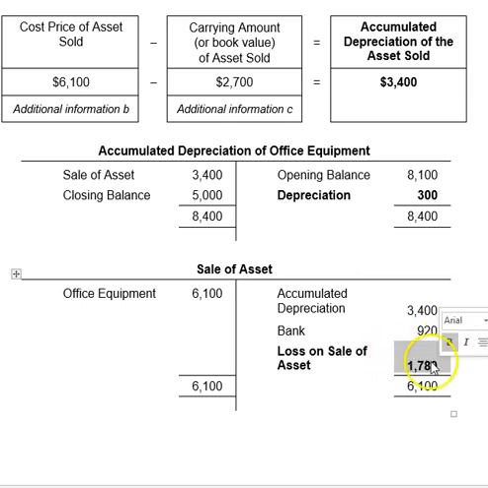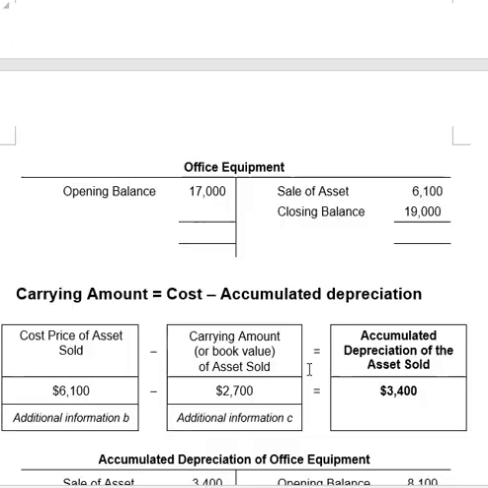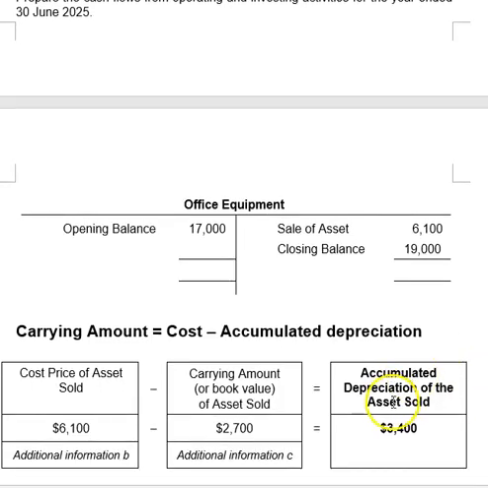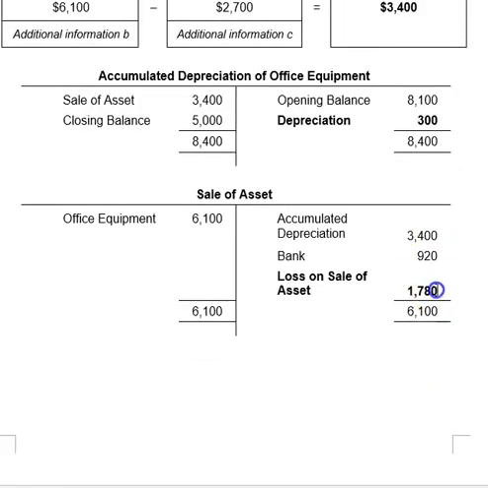At the end of the day, you find out that your loss on sale of asset is 1,780. So you are making a loss on sale of asset of 1,780. This loss on sale of asset is included in your other expenses. So this loss on sale of asset is actually a non-cash item. We need to find out how much we have paid for our other expenses.